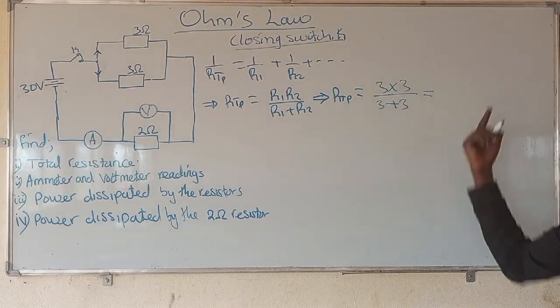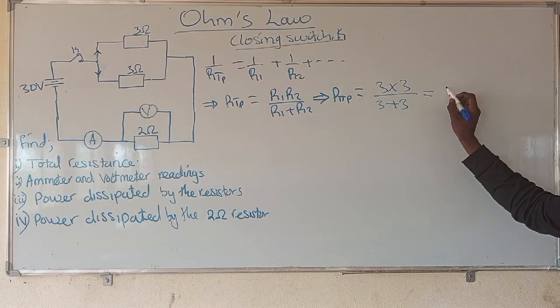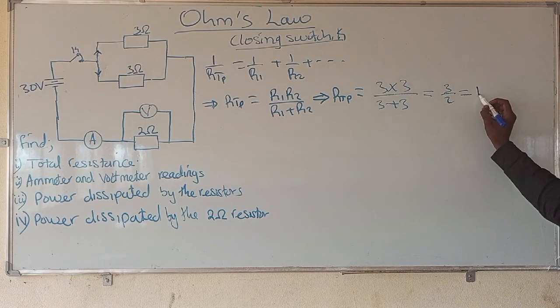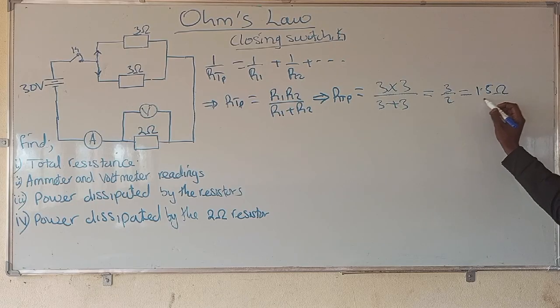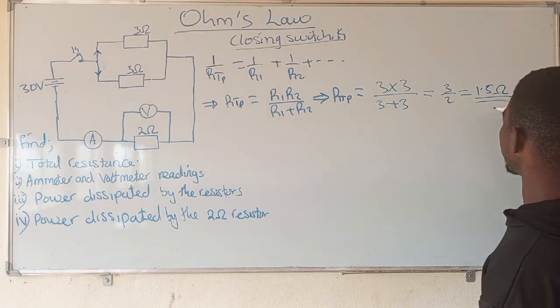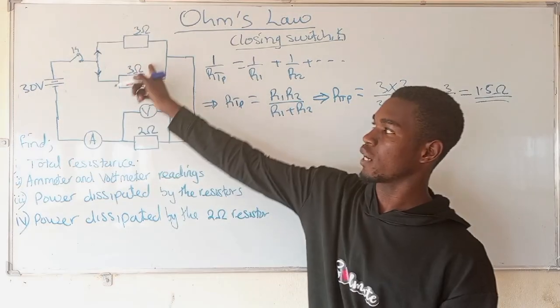3 times 3 is 9. 9 over 6 gives 3 over 2, which becomes 1.5 ohms. So this is how we can get the combined resistance of resistors in parallel, 1.5 ohms.